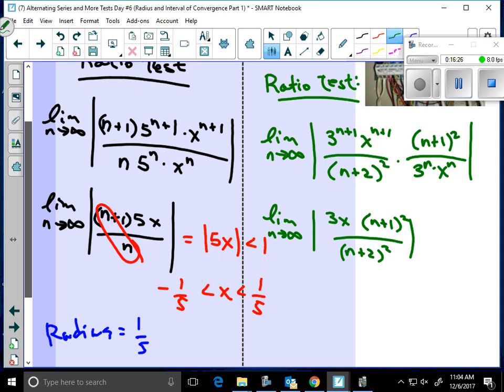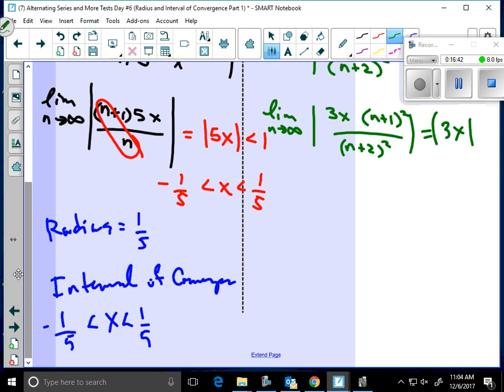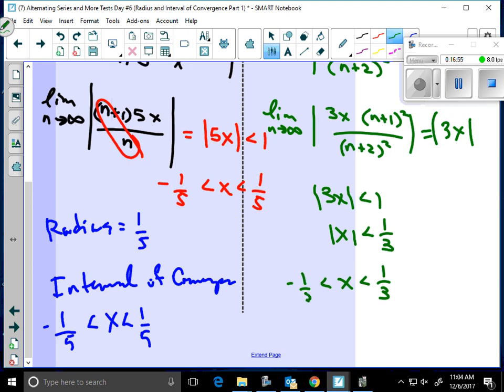I'm getting a limit of 3x. Right? So as n plus 1 quantity squared over n plus 2 quantity squared goes to infinity, that'll go to 1. And therefore, I get 3x. Therefore, my radius of convergence will be, what is that, 1/3? And my interval of convergence, at least at this point, will be this.